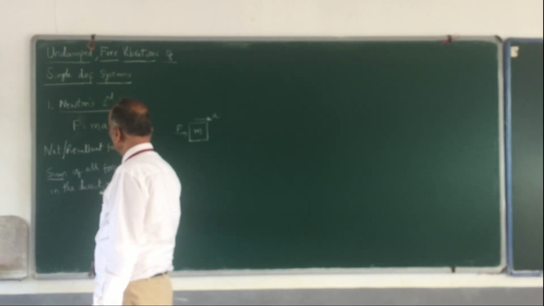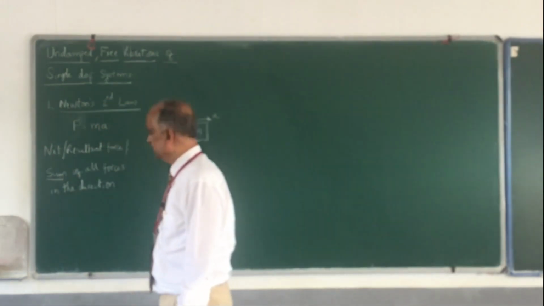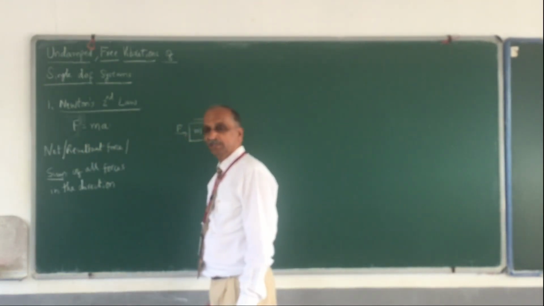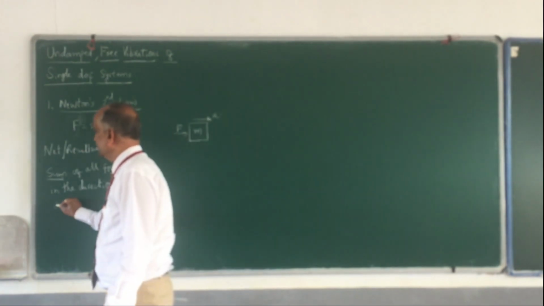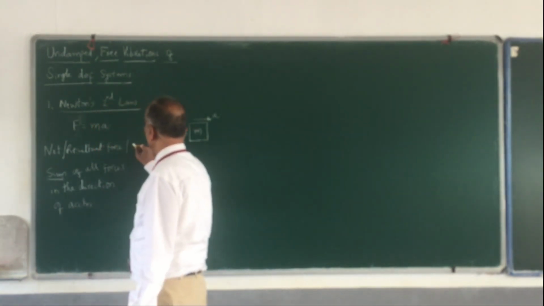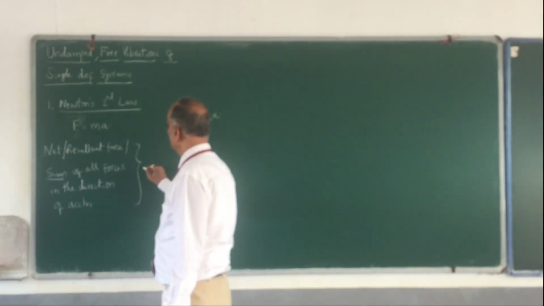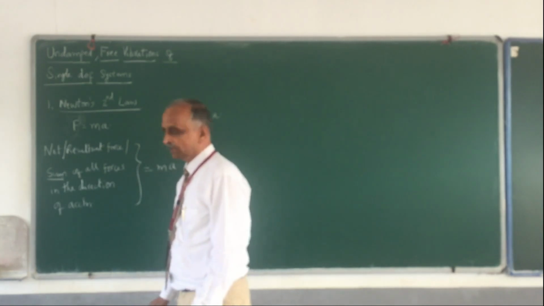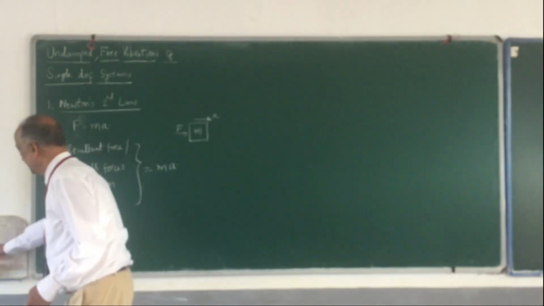This is very important, and I keep on repeating it. What is the left hand side? The sum of all the forces in the direction of acceleration is equal to mass multiplied by the acceleration of the body. Okay, so how does it look like?